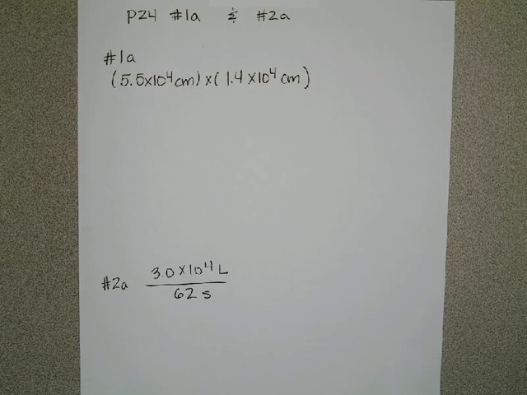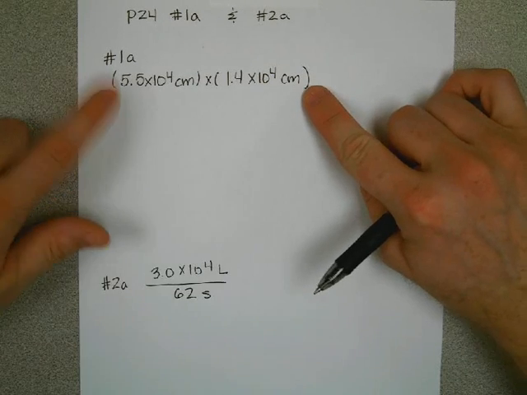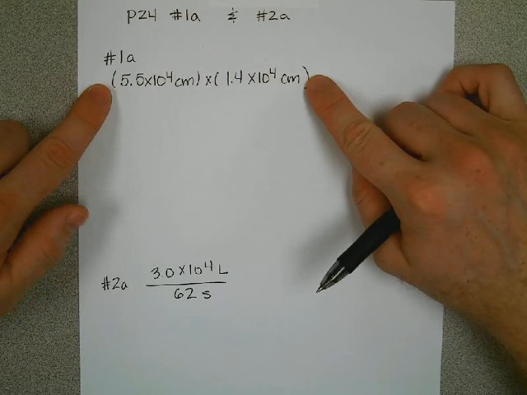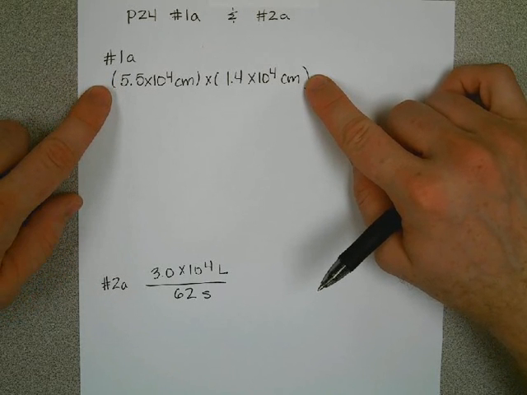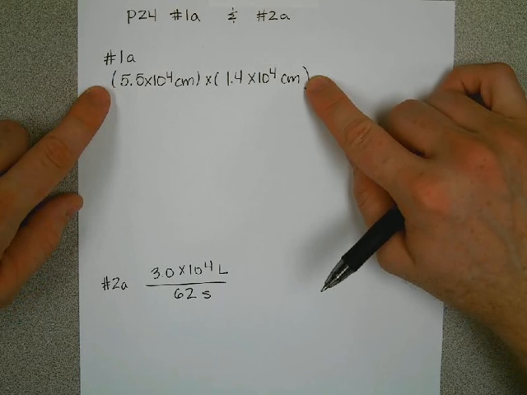Alright, now here's the second part of what you're assigned tonight for homework, and that is to multiply or divide when numbers are in scientific notation. Alright, well, the first problem we have here is actually an area problem. We have the length times the width, and so our answer is going to have units centimeters squared. So we should get that out of the way and make sure that we remember to do that right off the bat.